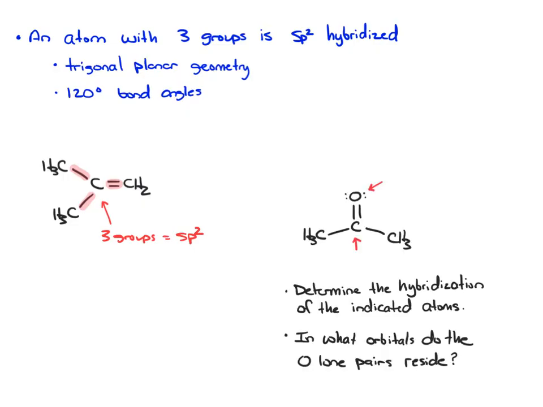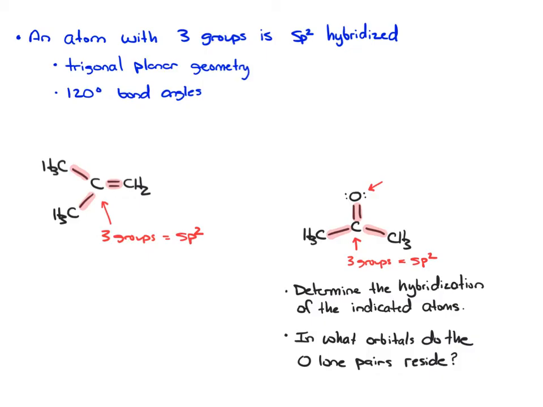For this next one, we're going to look at 2 things. One, we're going to determine the hybridization of the indicated atoms. The second, we're going to answer the question, in what orbitals do the oxygen lone pairs reside? So first, let's do the hybridizations. And we'll take the carbon first and look at how many groups are around it. Single bond, a single bond, a double bond. 3 groups, it's sp2.